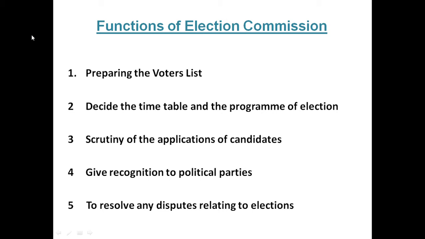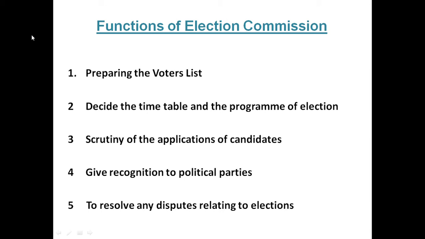Functions of the Election Commission. First is preparing the voters list. The Indian citizens who have completed 18 years of age have the right to vote. For this, the citizen's name has to be included in the voters list. It is the responsibility of the Election Commission to prepare the voters list, include the names of new voters, and delete the names of voters who might have migrated or are no more. The Election Commission has the authority to issue identity cards to the voters in order to make the voting process more simple and easy.